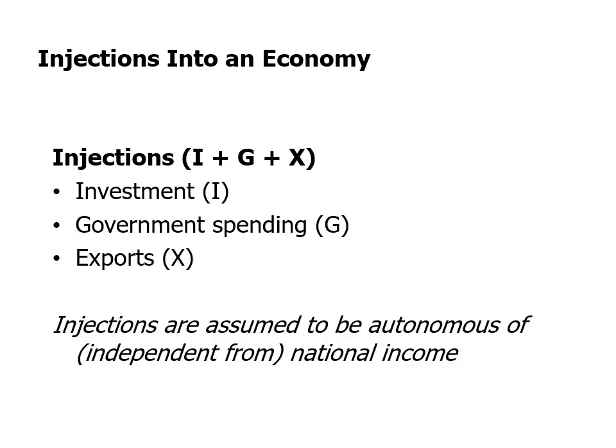Now, like we said, injections into an economy consist of things like investment, government spending, and exports. Okay, injections are assumed to be autonomous. We mean independent from national income. So it doesn't matter how much your national income is, you can get investment from abroad. The government could decide to spend, maybe they borrow some money too from abroad, or maybe if you export, money would come into your economy.